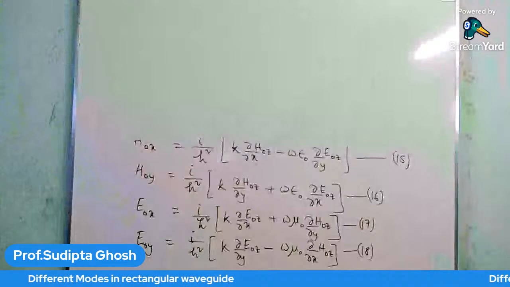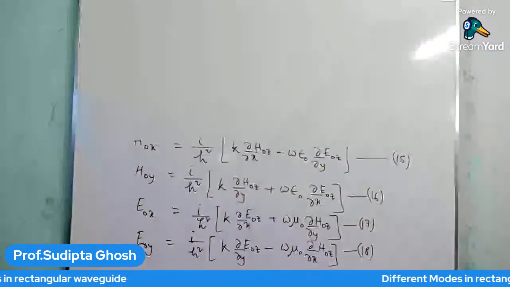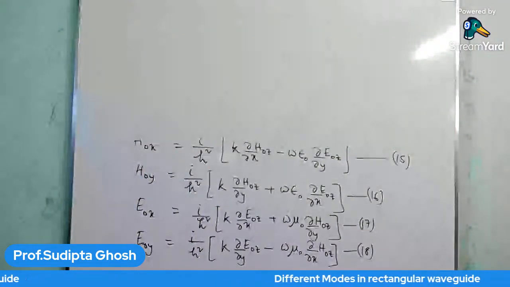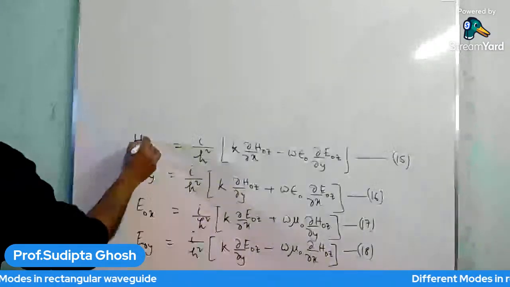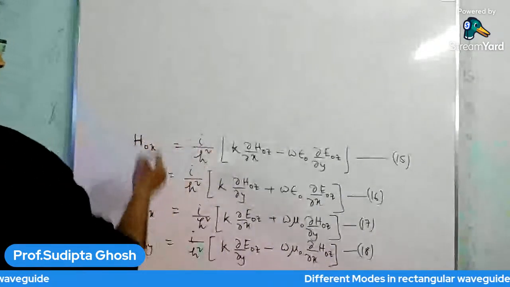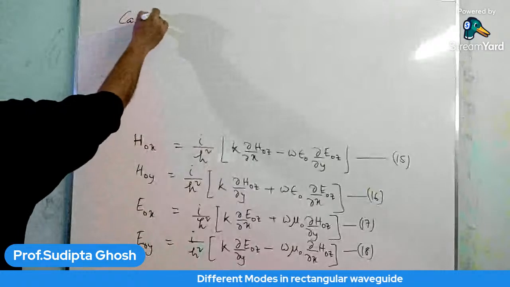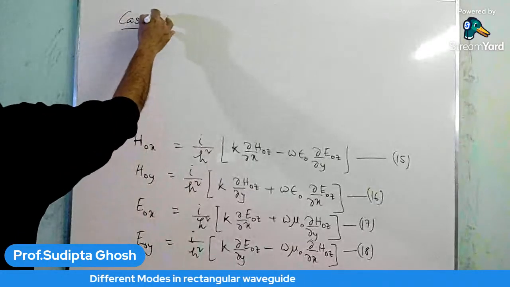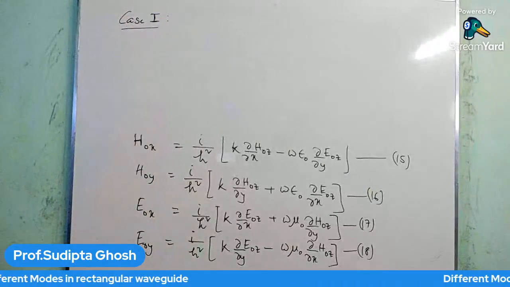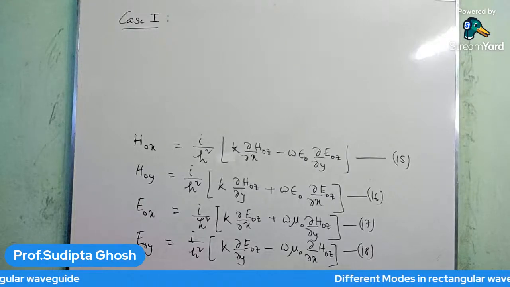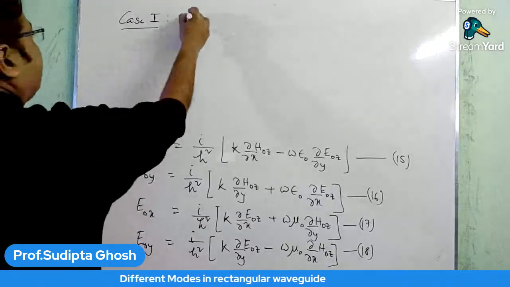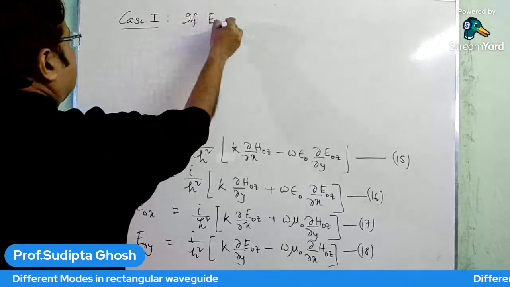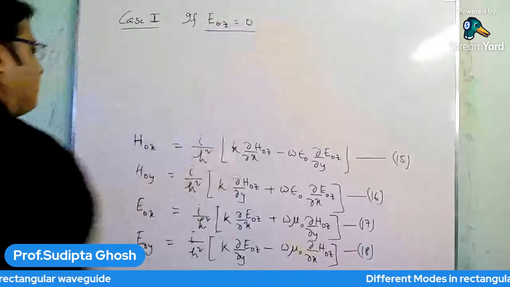So we have to consider two separate conditions. Case 1. Just be careful. Now, for case 1, we are considering that if EOZ equals 0, what will happen?